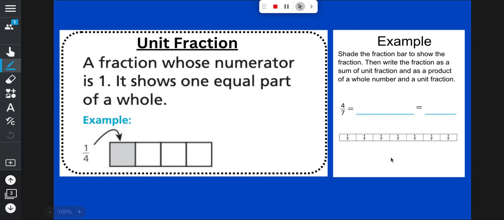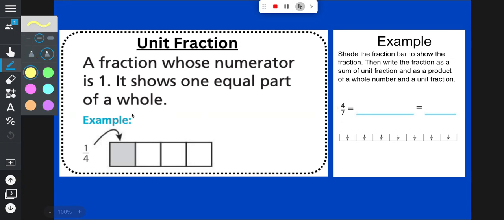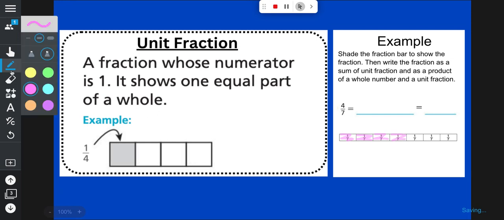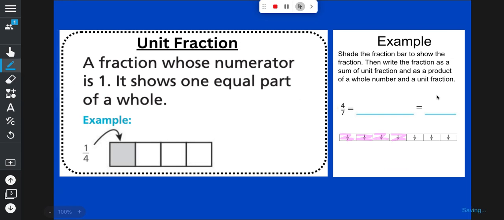We can write fractions, like our example shows, as a product of a whole number and a unit fraction. So if I have 4/7, I'm going to change to a shading tool here. I can shade 4 of my pieces. 1, 2, 3, 4 of them. So that already gives me my answer. I know that I have 4/7.